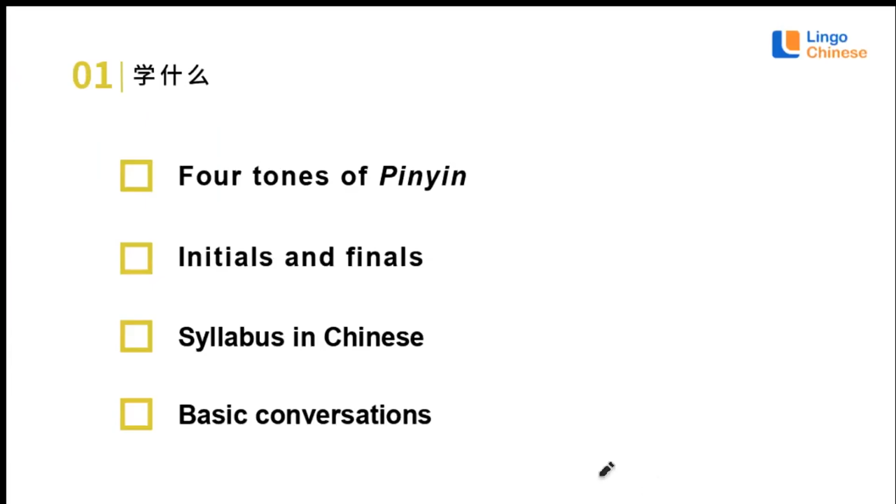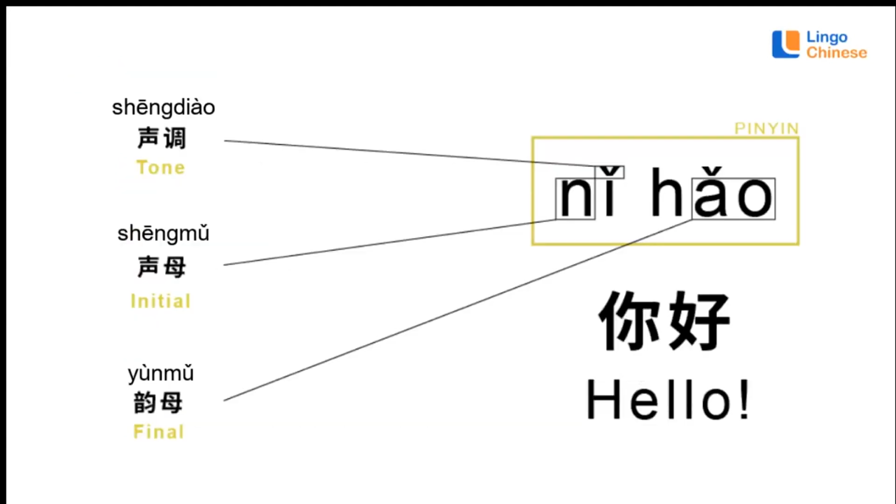First, we're going to learn four tones of pinyin, and I will introduce you to the initials and finals. In the end, we'll have some basic conversation. Here is an example. This is the character 你. 你 means you, and this is 好. 好 means good. Putting 你 and 好 together, we have the word hello.